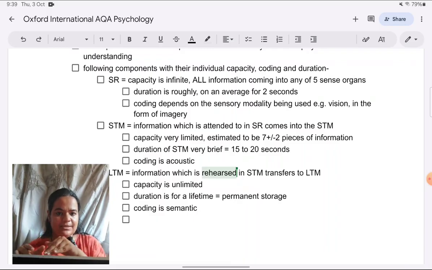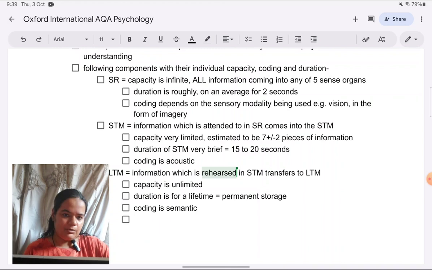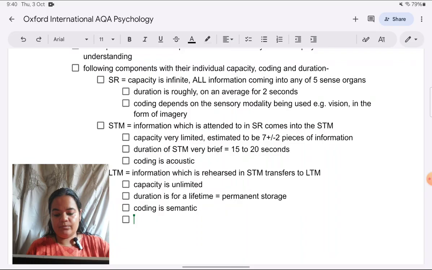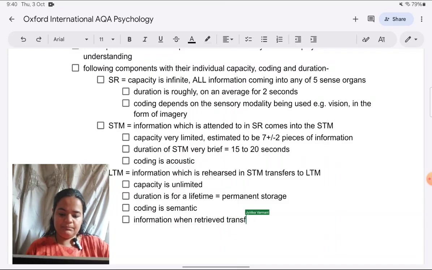That diagram of how sensory memory goes into short-term, then long-term. The only thing you have to consider is whether you have the time to draw that. Otherwise, if you are effective in the way you write, the diagram is not very important. In case you want to show the link between the processes, you can draw it. Right now, I'm not drawing it. Okay, so coding is semantic and information when retrieved transfers from LTM to STM, where it is put into usage or operation.